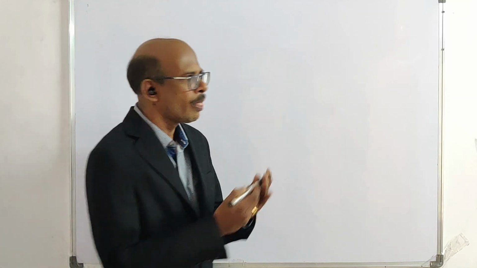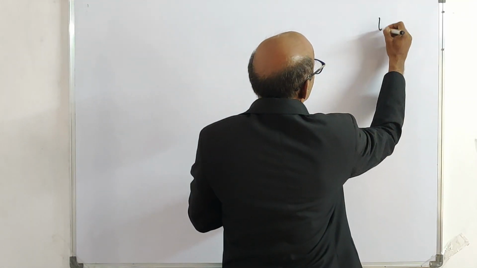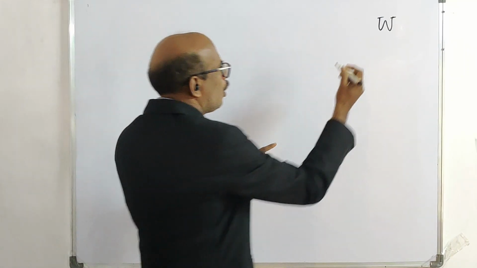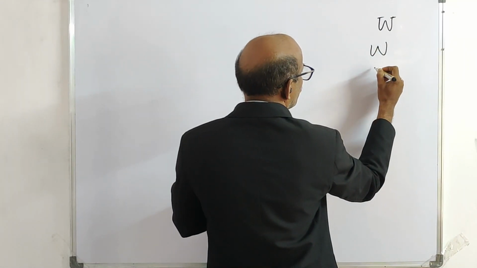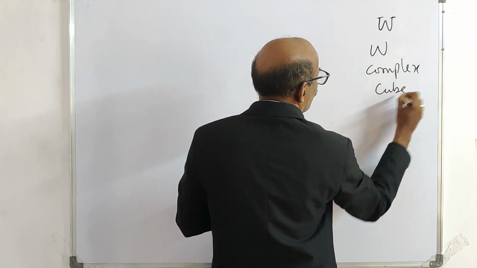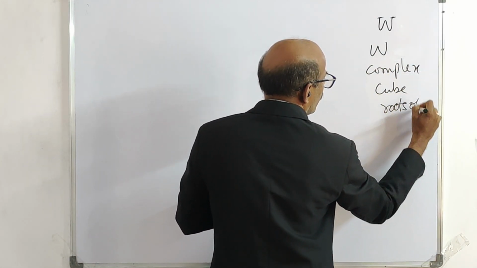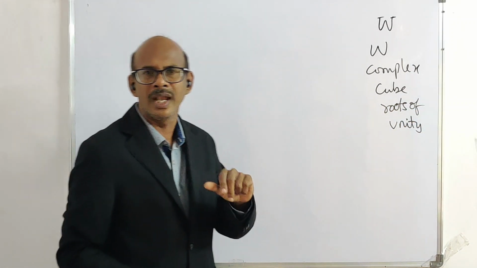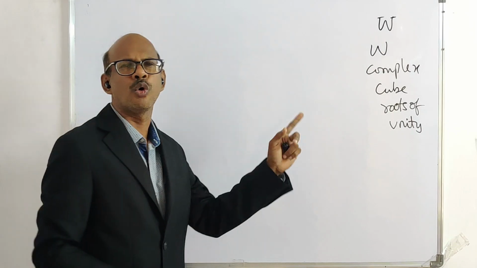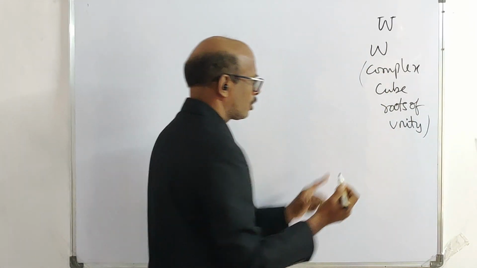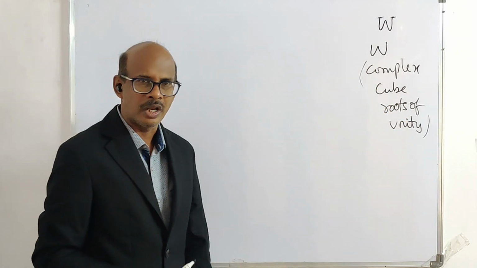In the last video, Link with Complex Numbers 2, we already discussed the core concept of omega. Omega means complex cube roots of unity. The discussion was completed in the last video. Omega is a complex cube root of unity.